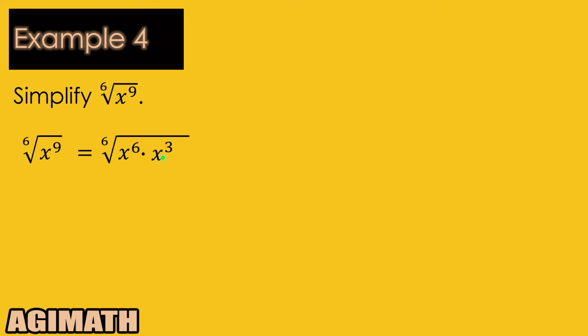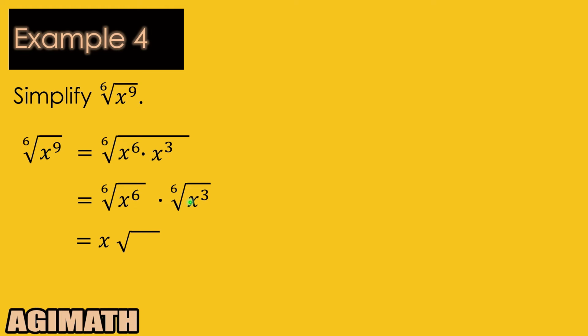Next, we apply the laws on radicals. We separate the factors so that we can simplify. The 6th root of x to the power of 6, as I presented in the laws of radicals, the variable has an exponent 6, which is equal to the index. So automatically, it will cancel with each other. That's why we have x. And then just copy the remaining.